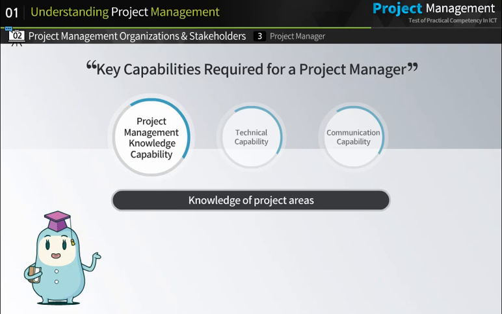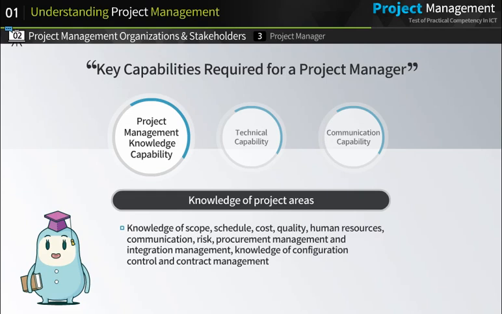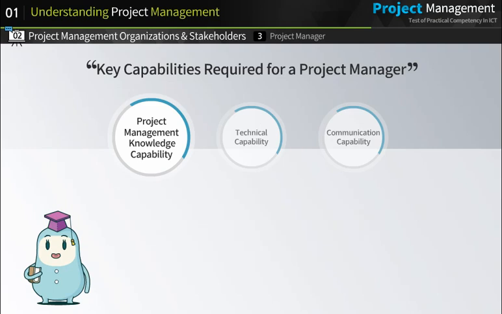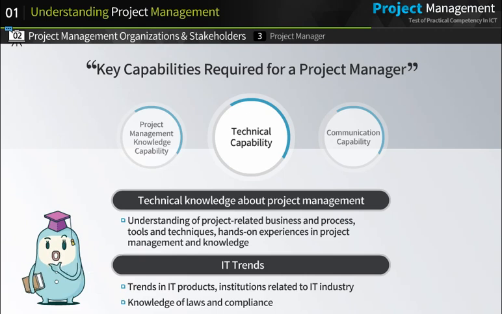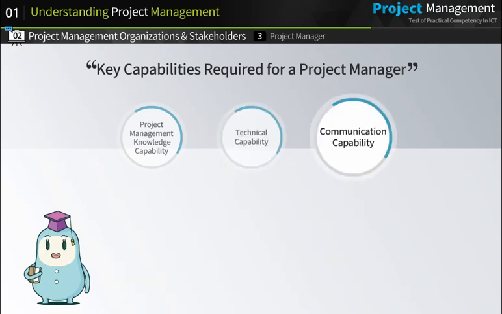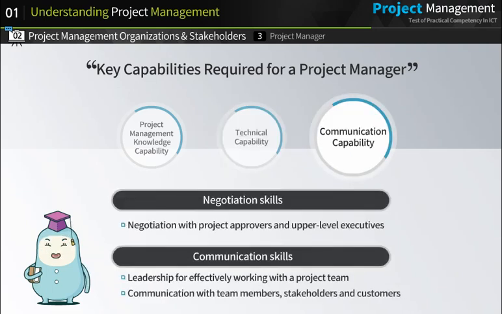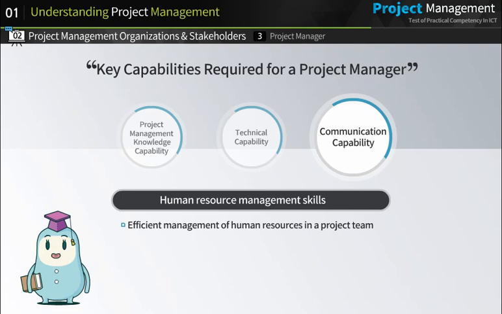A project manager also needs to be knowledgeable about project areas such as scope, schedule, cost, quality, human resource, communication, risk, procurement management, and integration management, configuration control, and contract management. Second, technical capability. A project manager must have capabilities in technical knowledge about project management and IT trends. Third, communication capability. A project manager must have skills of negotiation, communication, and human resource management.